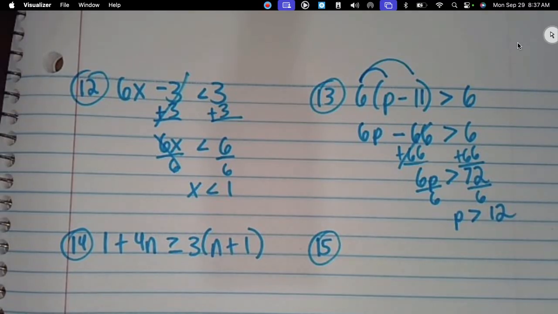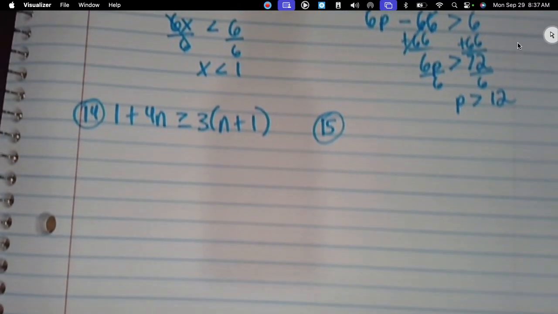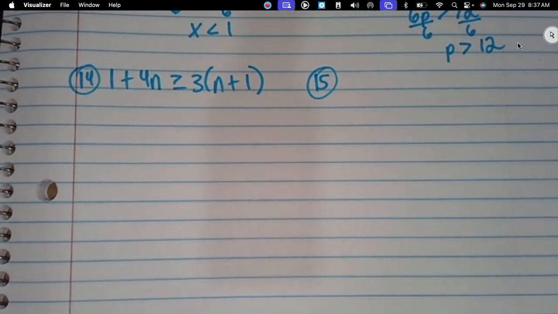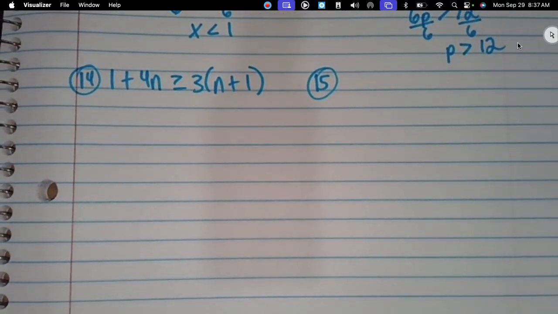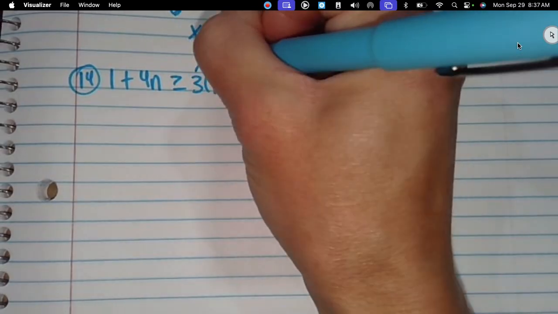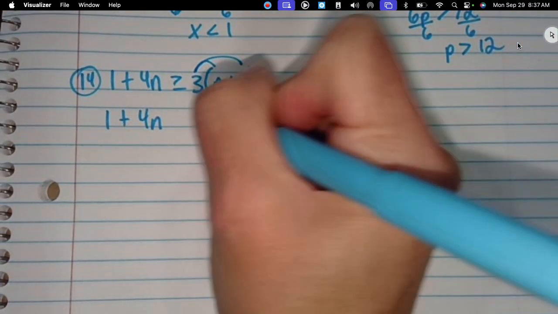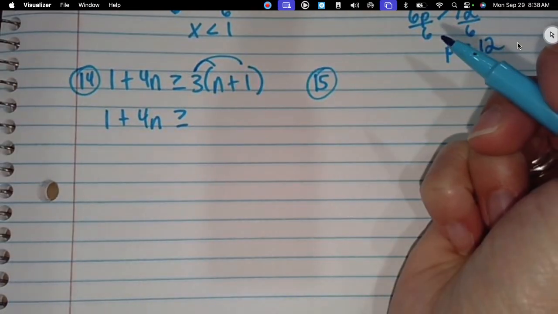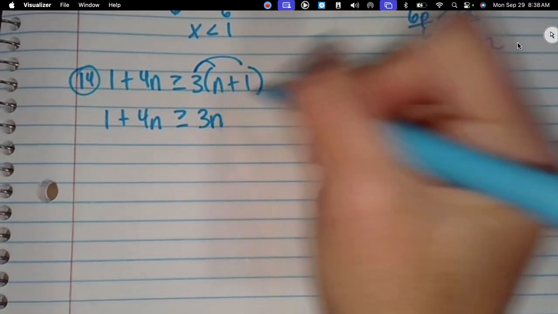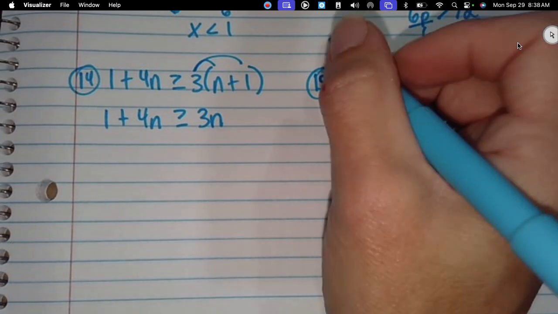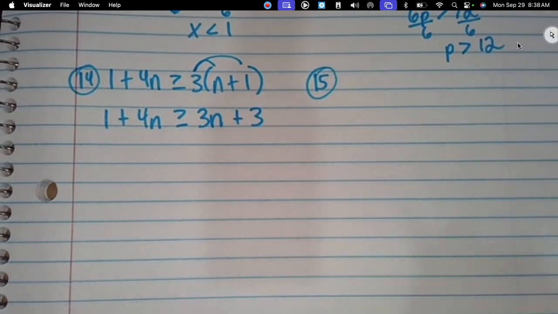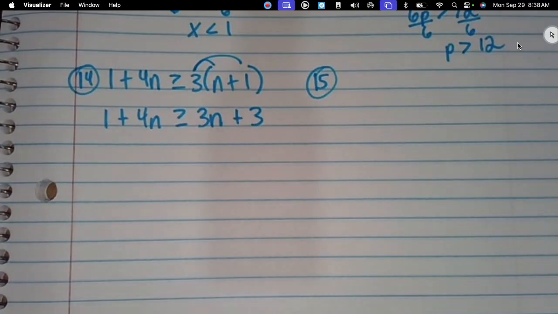Yes? Okay. Now 14's a little bit different. Same steps. I have one thing extra on this one. So what is our first step on number 14? Yeah, multiply by 3. So I'm going to bring down 1 plus 4n greater than or equal to 3 times n is 3n. And 3 times 1 is 3. Okay, now I don't have any like terms to combine. So this is a little different today.